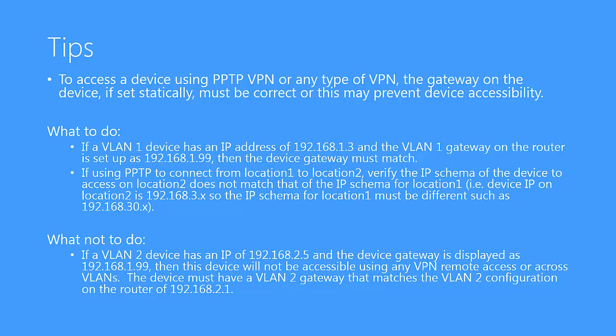Secondly, also very important when accessing a remote location is to verify that their local networks do not interfere with one another. For example, Location 1 is trying to get access to devices on Location 2 that have subnet 192.168.3.x. Therefore, the network that Location 1 sits on must be different, such as 192.168.30.x, to properly differentiate between the two networks.